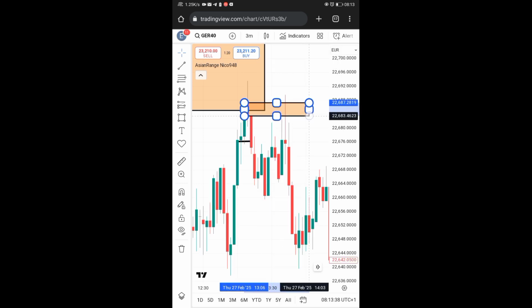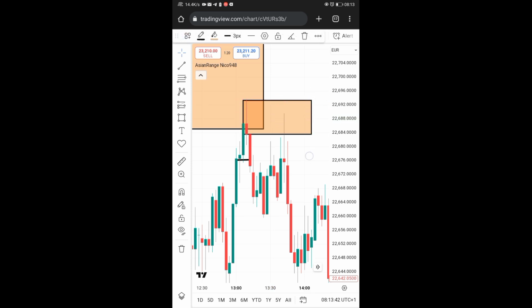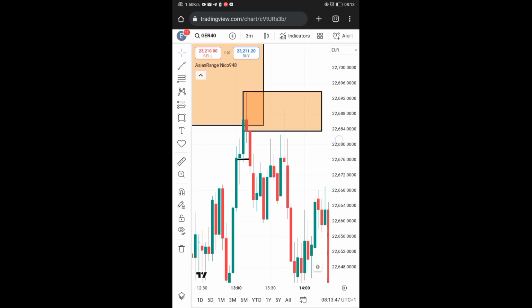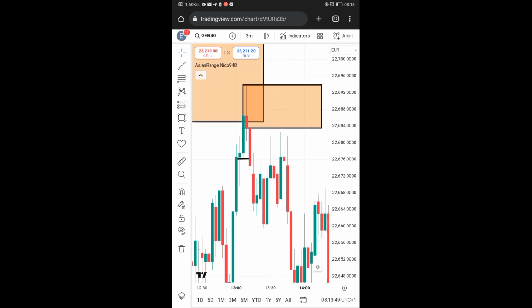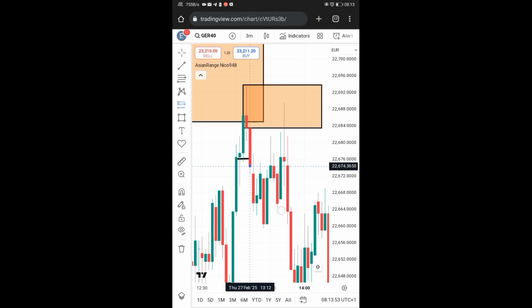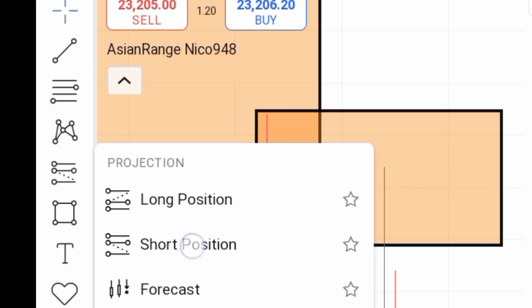Okay, so here will be my entry. That candle here will be my entry, or this engulfing pattern will be my entry. But I don't like taking trades on 3 minutes. I'd rather take it on 1 minute. So I'll go with this one.